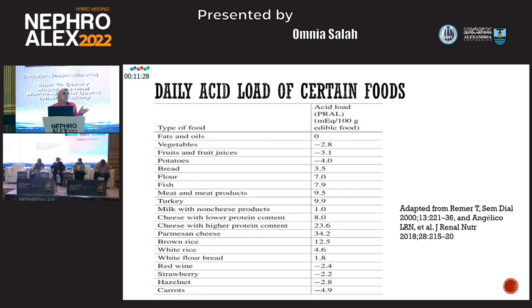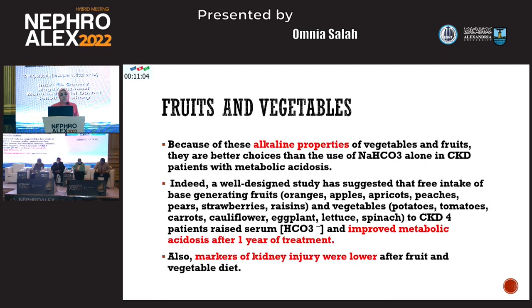Any foods that have a positive value means that they have an acidic effect on the body. Any foods which have a negative value, that means that they have an alkaline effect on the body. Of course, fruits and vegetables have an alkaline effect. Meat and meat products have positive values. Cheese with, as we see, low protein content gives 8. Cheese with high protein content gives 23. So this is the different daily acid load of foods.